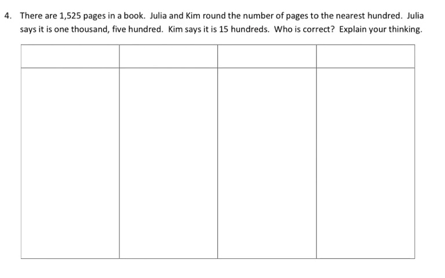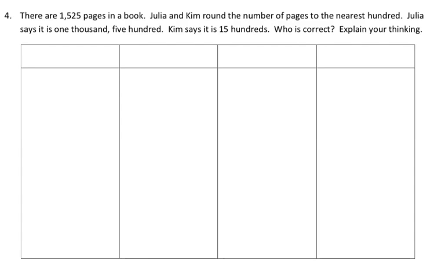And question 4 reads, there are 1,525 pages in a book. Julia and Kim round the number of pages to the nearest hundred. Julia says it is 1,500. Kim says it is 15 hundreds. Who is correct, and explain your thinking?